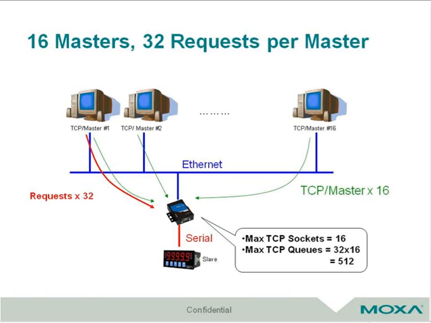This slide introduces the multi-master and multi-request support of the MGate. When the MGate is set to slave mode, the MGate will support up to 16 masters connected to the MGate simultaneously. We designed a mechanism that can handle a maximum of 512 queues without dropping them. This means that 16 masters could send 32 requests each at the same time.